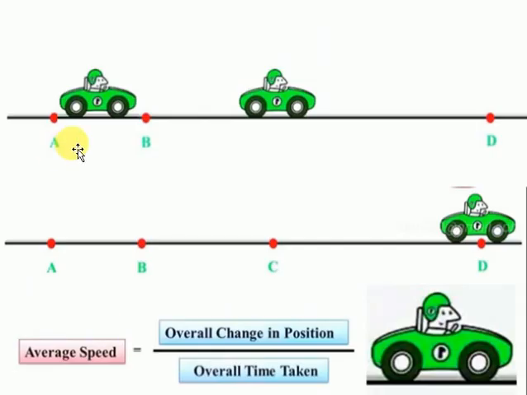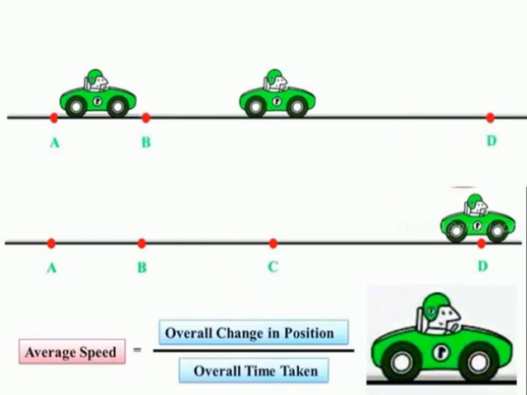A clear idea: average means from this point to this point. Instantaneous means from A to B how much speed I traveled, from B to D how much I am traveling. So average speed is the overall change in position divided by the overall time taken. For example, from here to here how much time is taken, that is called average. From A to B how much time, B to C how much time, C to D how much time, that's called instantaneous.